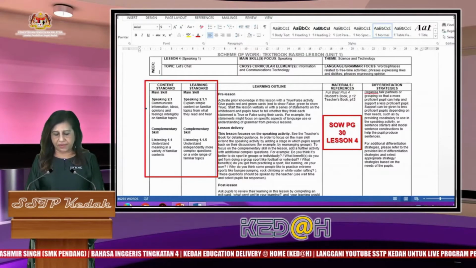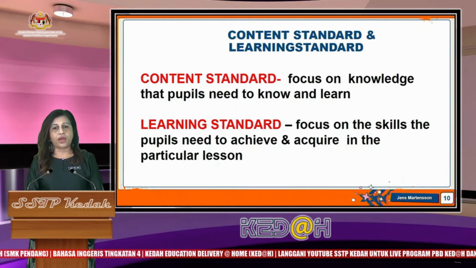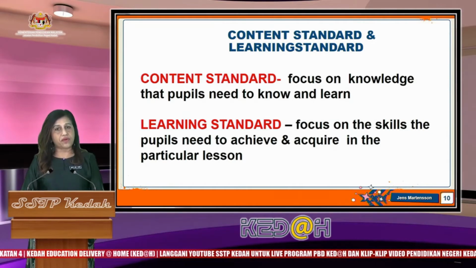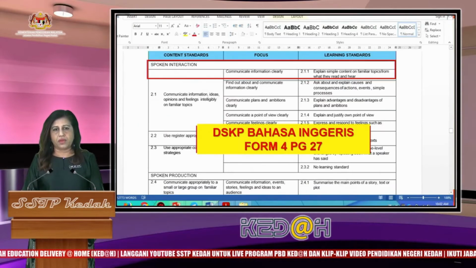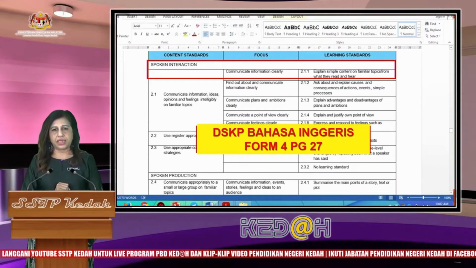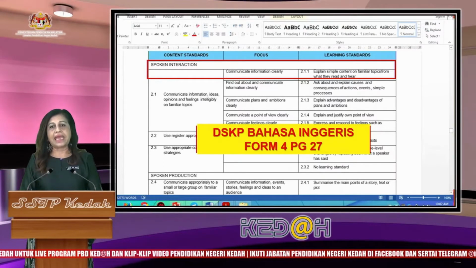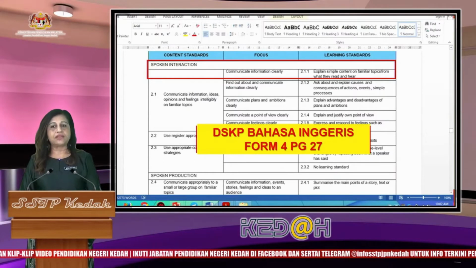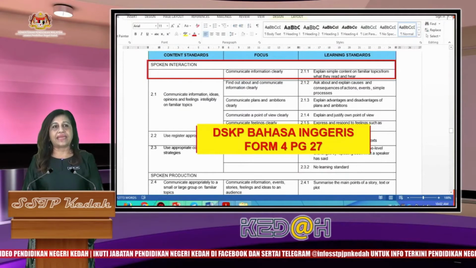For the lesson I'm sharing later, I'll be focusing on speaking skill. The content standard is spoken interaction, which focuses on communicating information clearly. So I have inboxed my content standard for the lesson I'm going to share with you, which is spoken interaction, which focuses on communicating information clearly, and the learning standard is 2.1.1, explains simple content on familiar topics from what they read and hear.